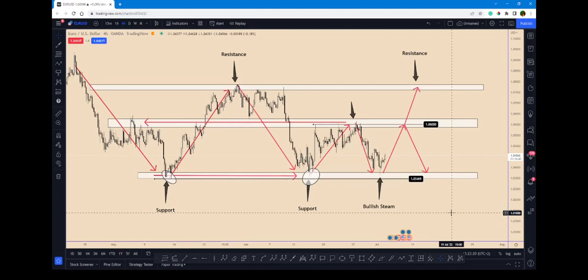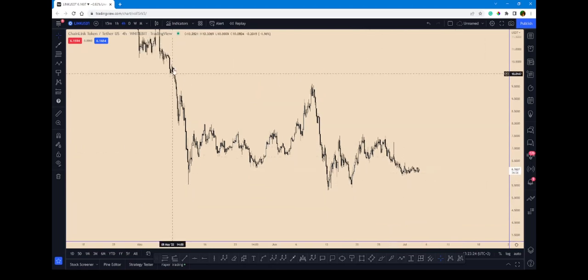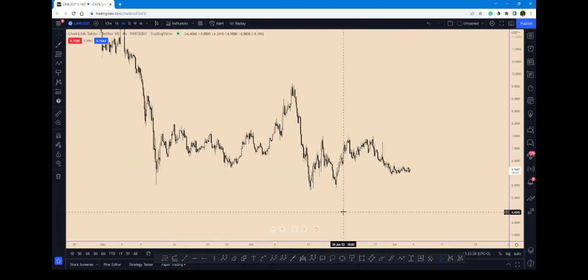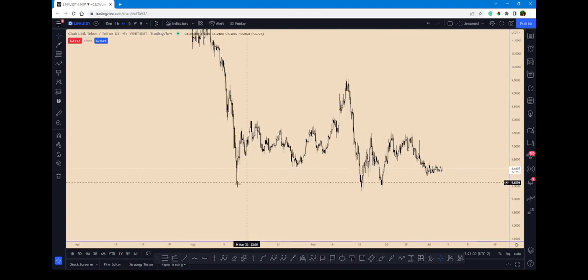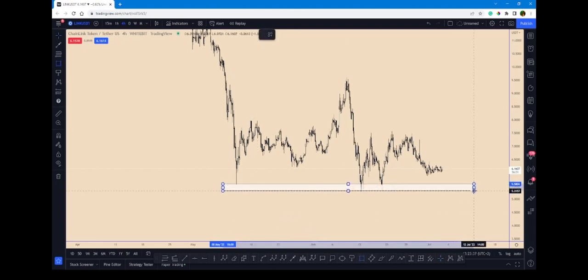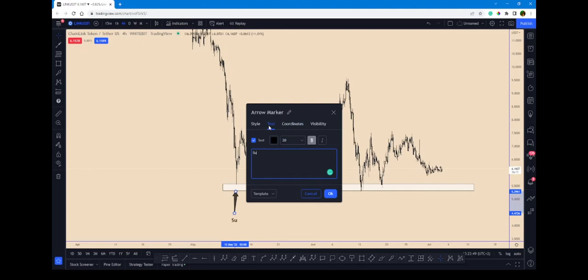The second example that I'm going to take for this video is Chainlink. As you can see on the 4-hour, this is a very visible structure. It looks very nice. I'm going to select the lower part of the candles here, and you will see that the price was stopped close to our area. So here we have the first structure support.